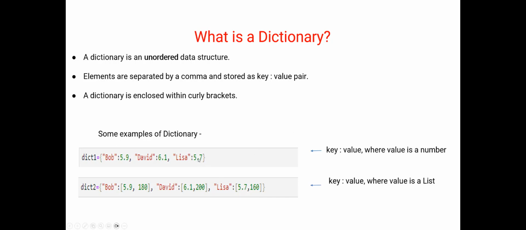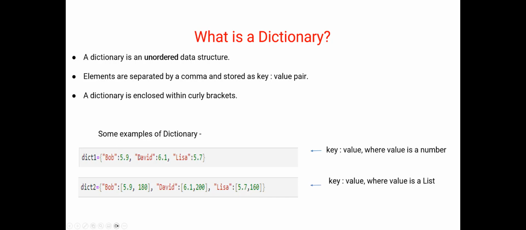Let's take some examples. So this is a basic dictionary. In this case, each key, that is the name of the people like Bob, David, Lisa, each key is actually mapped to a number. So this number can represent anything, suppose their height, it can be their weight, and so on.